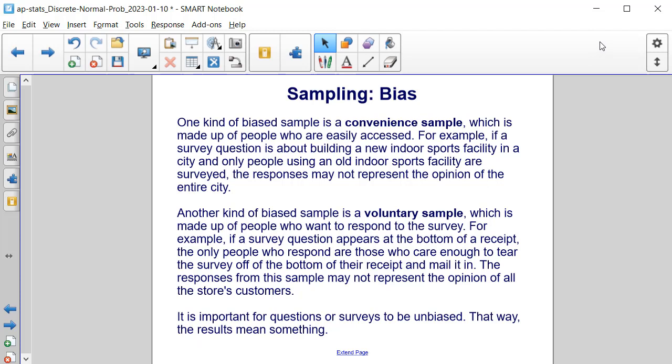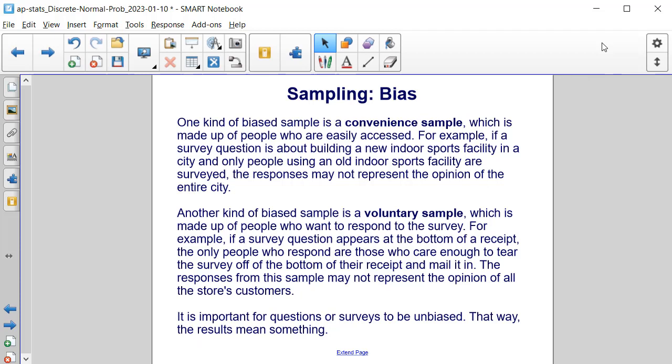Another kind of biased sample is a voluntary sample, which is made up of people who want to respond to the survey. For example, if a survey question appears at the bottom of a receipt, the only people who respond are those who care enough to tear off the survey from the bottom of their receipt and mail it in. The responses from this sample may not represent the opinion of all the store's customers.